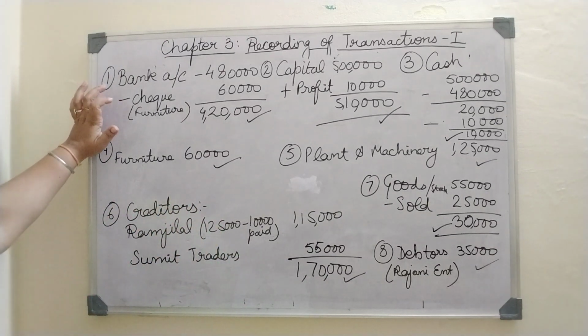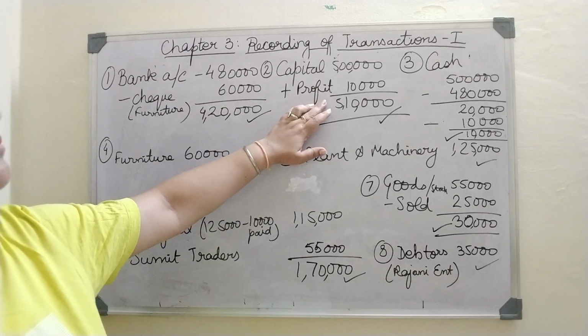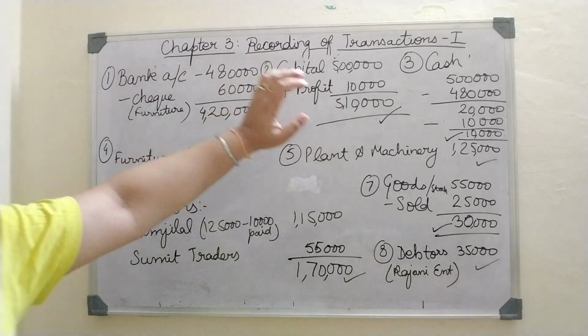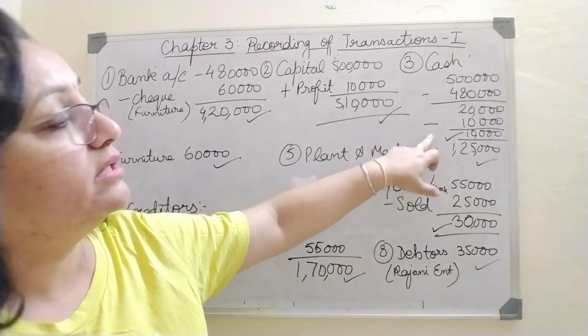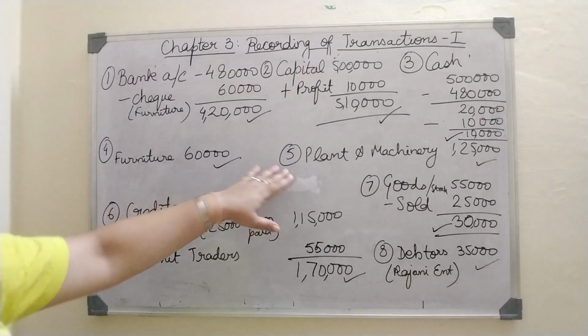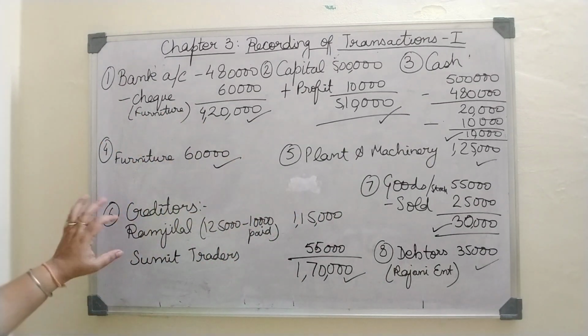So bank account, whenever anything is purchased using the check, you have to deduct from the bank account. Whenever you have the profit, you have to add it to the capital. Whenever any cash transaction is done, then keep on deducting it from the cash you have in your hand. Assets are written over here. Later you will study about depreciation also.